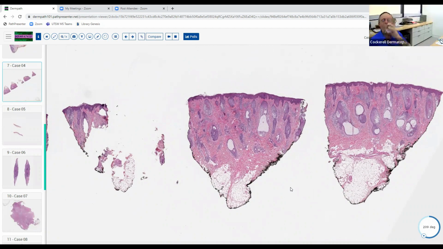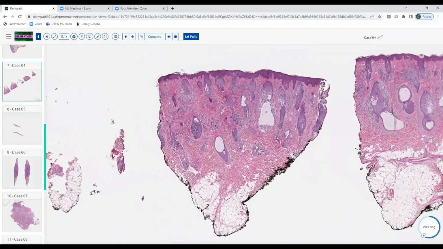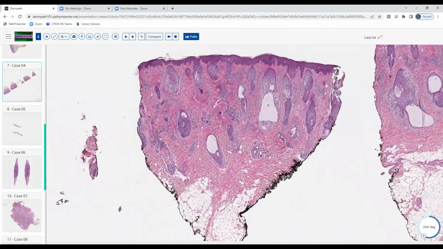Okay, great. So it looks like we have a punch with likely a hair-bearing area. There's also hair follicles on this punch in particular. Yeah, I totally agree. Where do you think it might be? The head and neck region could be an area. Yeah, I totally agree with you. I think it's a head and neck area.